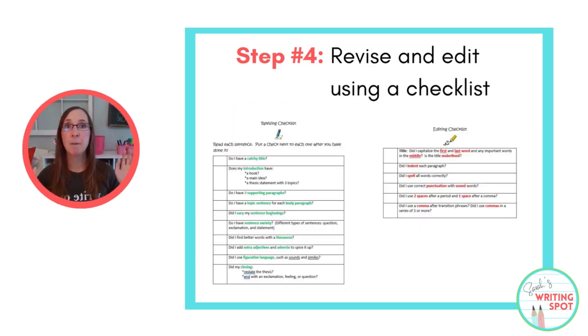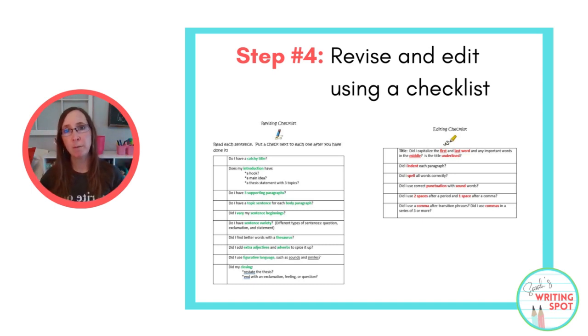All right. Step 4 is revising and editing. So keep in mind, when you did your rough draft, I don't want you to worry about grammar and spelling and all of that during the rough draft. That's just the rough draft. Kids can make mistakes. I'm more interested in their ideas at that point.